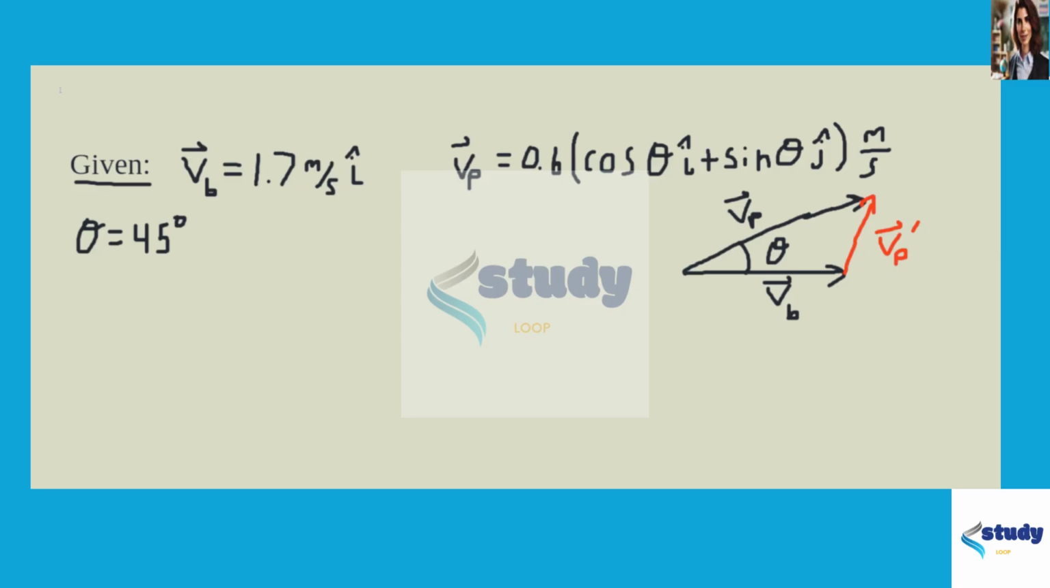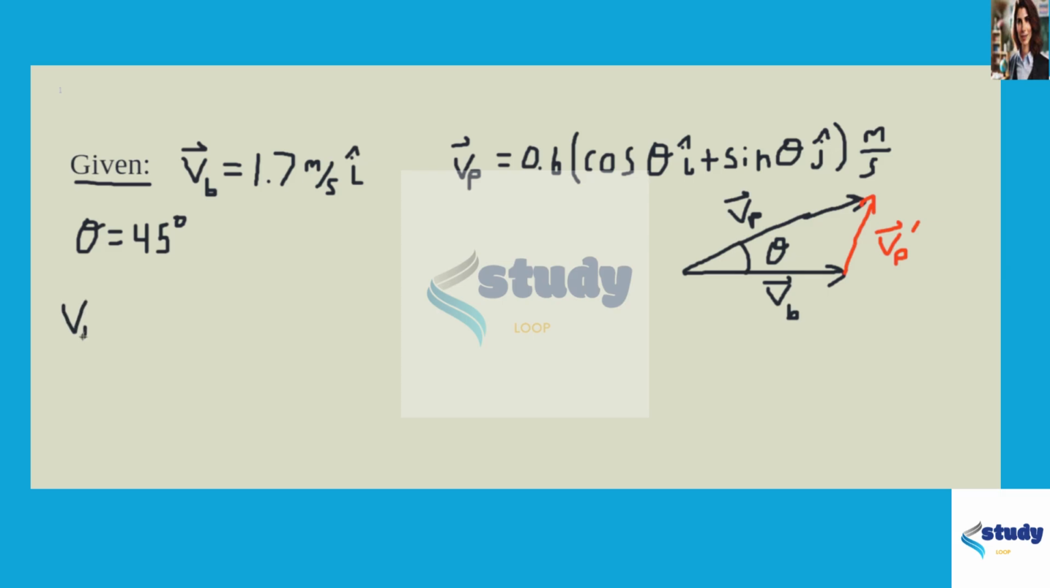So I wrote out here what we were given. I wrote that the velocity of the boat, which I write as v sub b, is 1.7 meters per second, and I write that in the i hat direction. So I say the boat is traveling in the x direction, or i hat direction. Then the velocity of the passenger, which I write as v sub p, is equal to 0.6 meters per second, but it's at an angle because he's walking up the stairs. So that's going to be multiplied by the cosine of the angle in the i hat direction, for x, plus the sine of the angle in the j hat direction for y, okay? And the angle we're also given is 45 degrees.